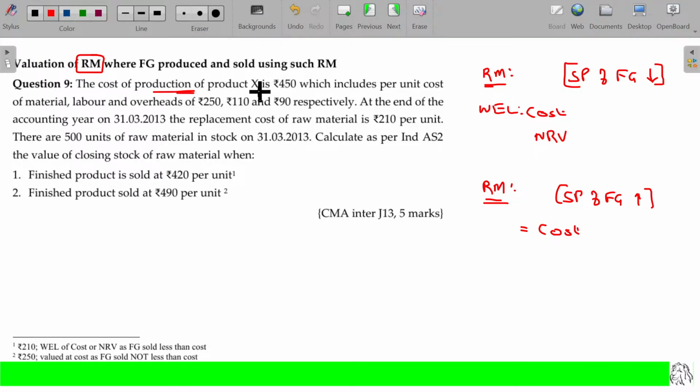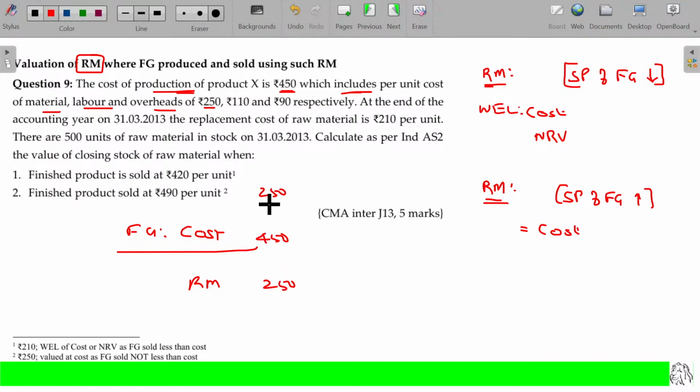The cost of production of product X is 450, which includes per unit cost of material, labor, overheads. This is finished goods cost. The raw material value being 250. This 450 includes 250, 110 and 90. Finished goods is manufactured using raw material, labor and overheads: 250, 110, 90, 450 is the cost of finished goods. Raw material in that being 250.